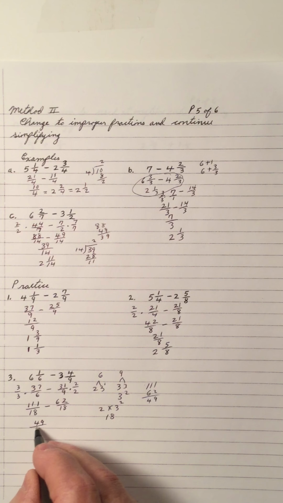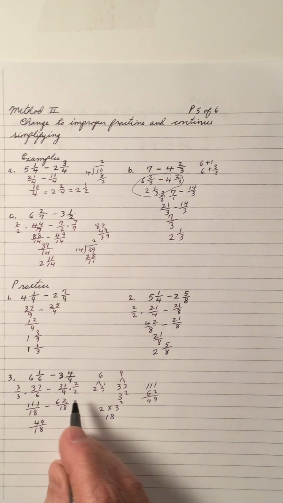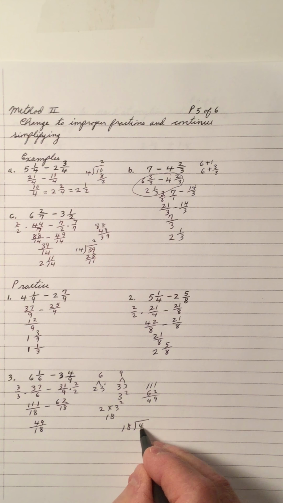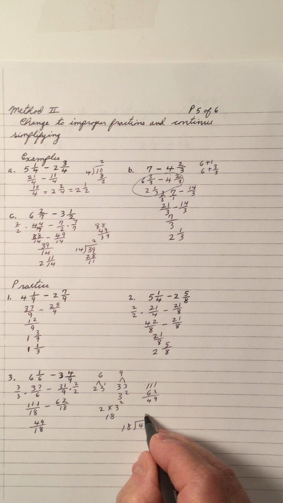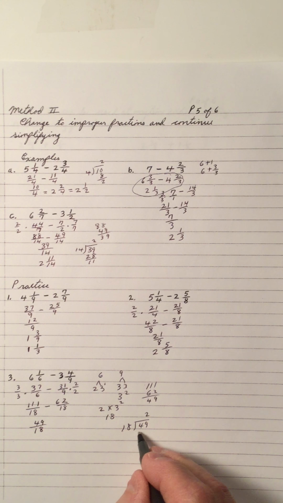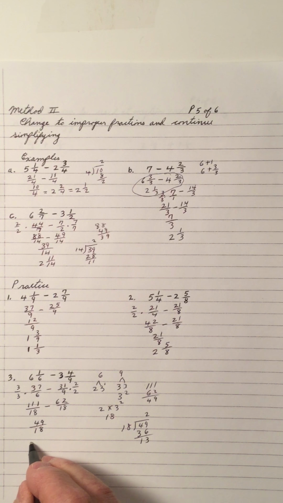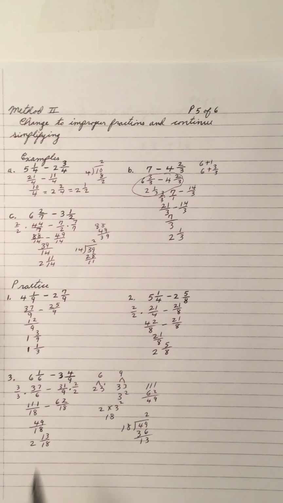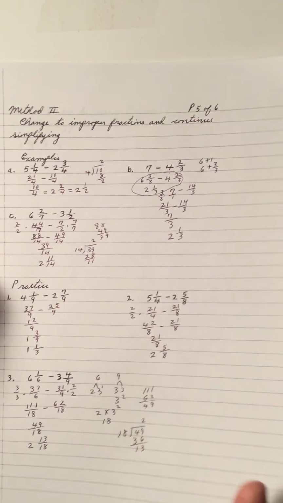Use your calculator, but I try to keep using my pencil and my head. 18 divided into 49. Well, let's see, 2 18s is 36, and I get 13 left. So that's 2 and 13 over 18. 13 is prime, it can't reduce. Just method 2, just another way to help you think.